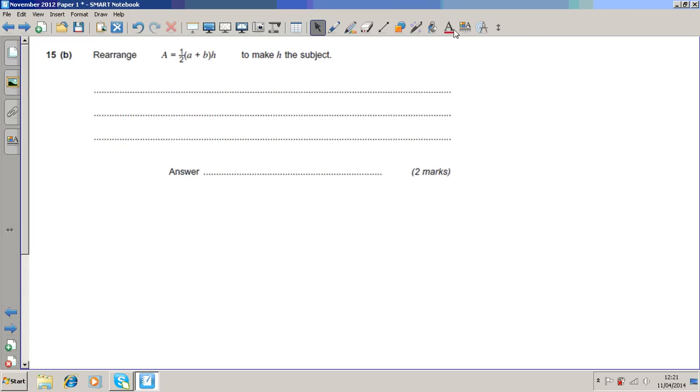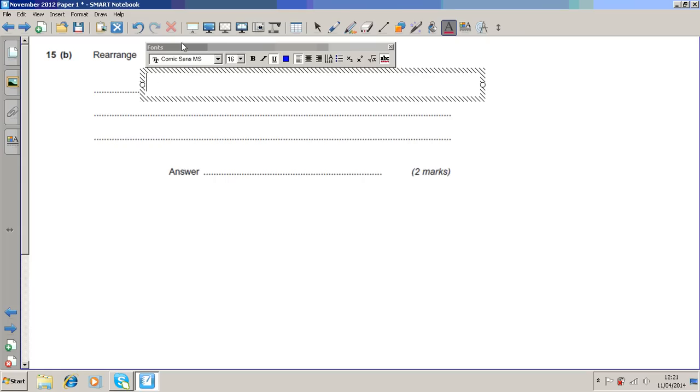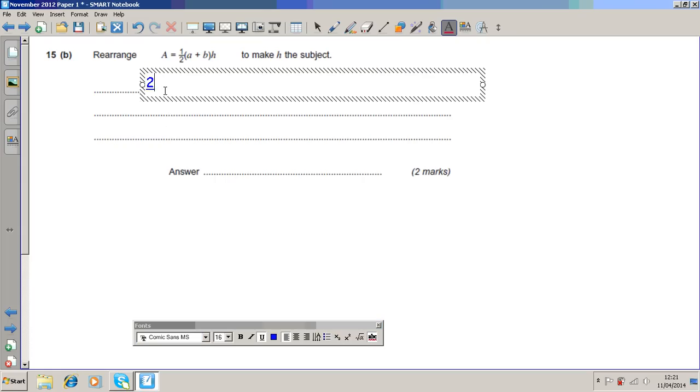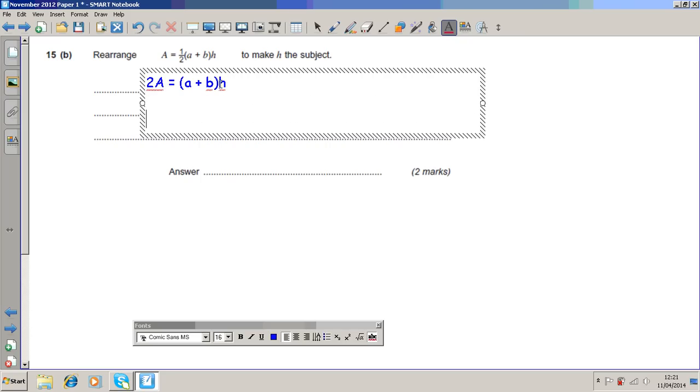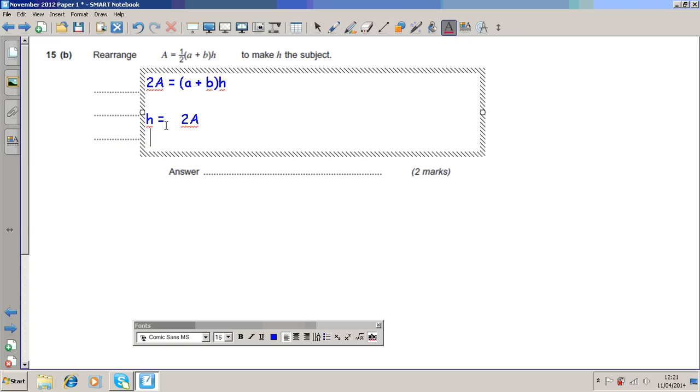Rearrange to make H the subject. Okay, so to get rid of the half, we times both sides by 2. So we've got 2A equals, and that's got rid of the half, so I've got A plus B times H. Now if I want H on its own, then I'll just divide both sides by that. So H is equal to 2A divided by A plus B.